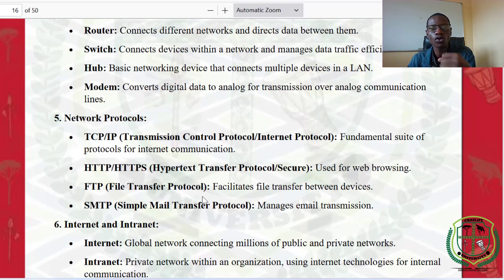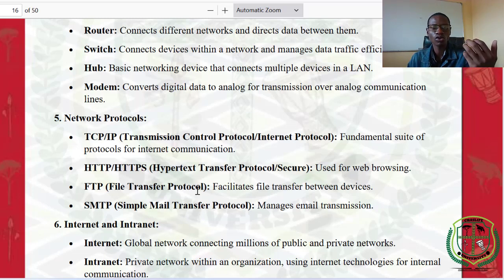Fifth, we have what we call network protocols. So what is a network protocol? A protocol is a set of instructions that makes it possible for a network to operate and connect an individual to the internet.